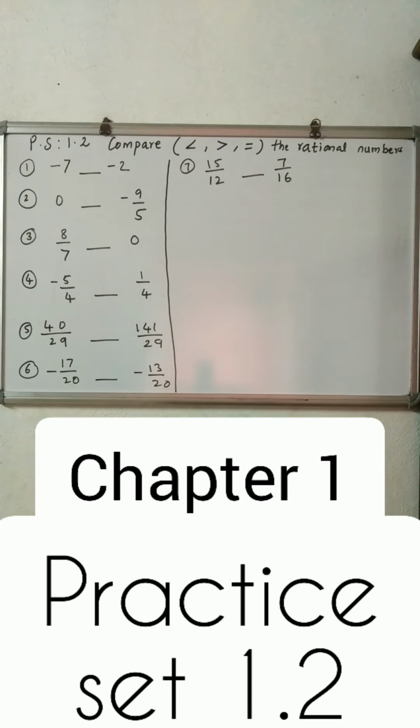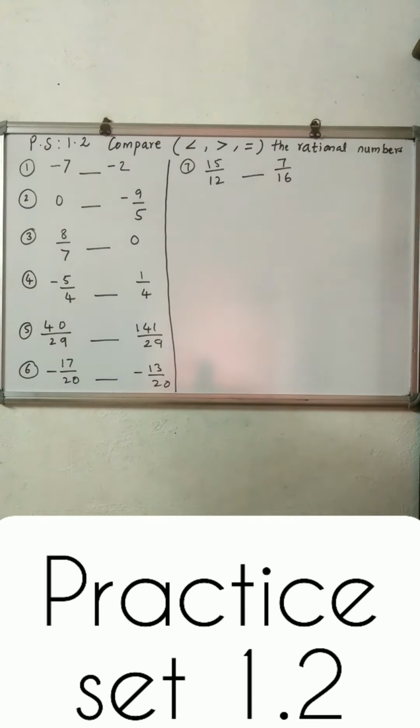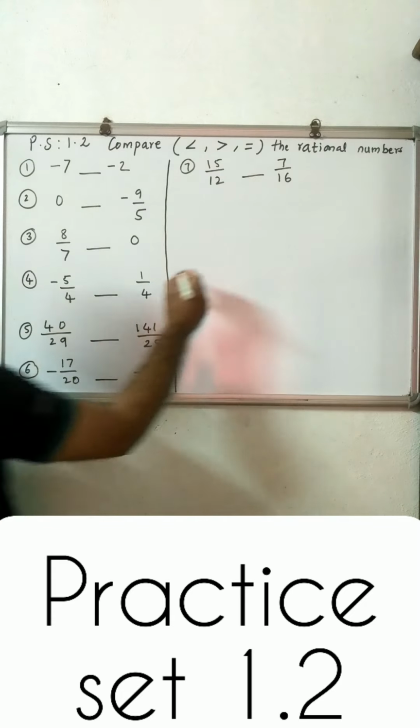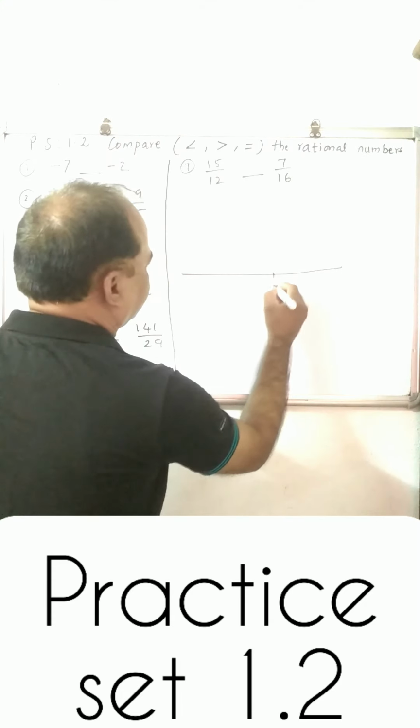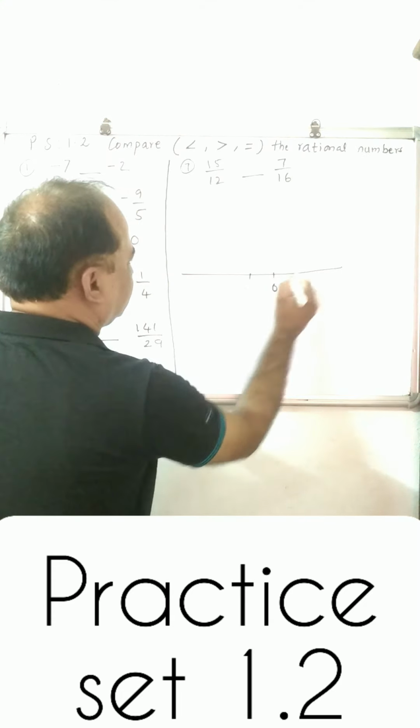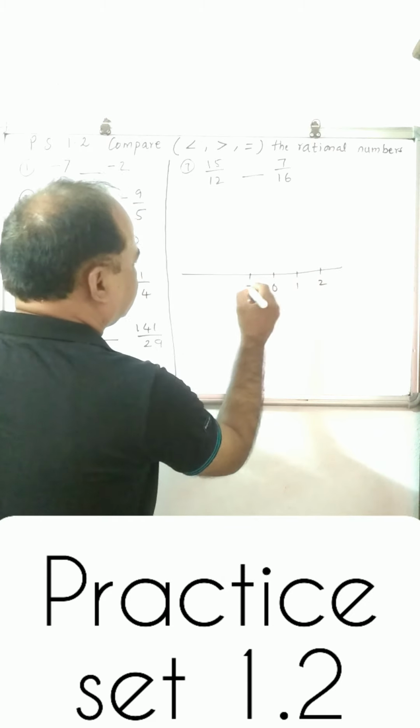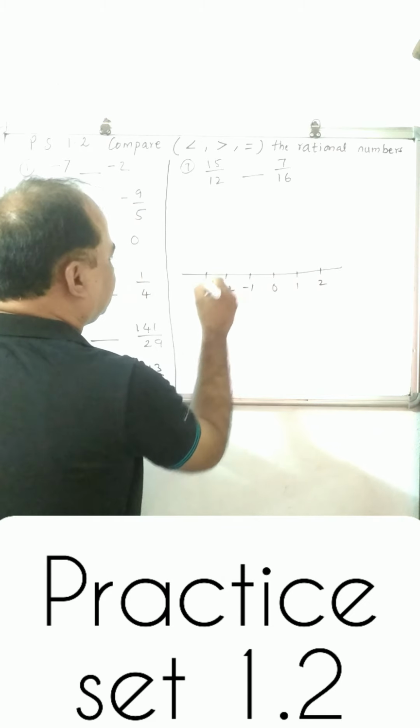Today we'll solve practice set 1.2. Compare the rational numbers. So first example, minus 7 and minus 2. If we see the number line, on the number line, 0, 1, 2, and this side minus 1, minus 2, minus 3.